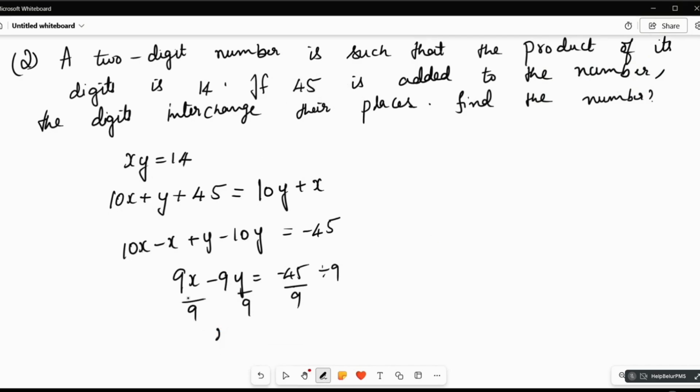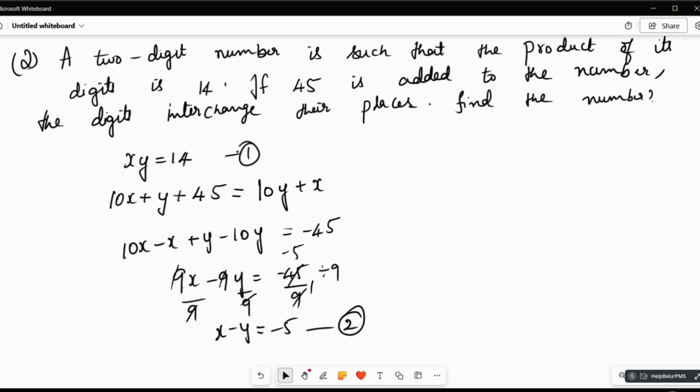Yeah, x minus y is equal to minus 5. So it is minus 5. This is the second equation. This is the first equation. You can use substitution method only.